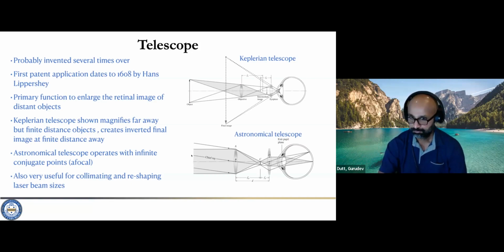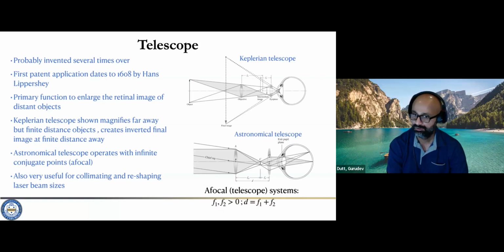Basically, it increases the angle of this chief ray. If you follow this chief ray, you'll see that the angle it makes with respect to the optical axis increases, and I'll show you that on the next slide. So in almost all typical telescope systems, at least F1 and F2 will be greater than zero, and then D will be equal to F1 plus F2.